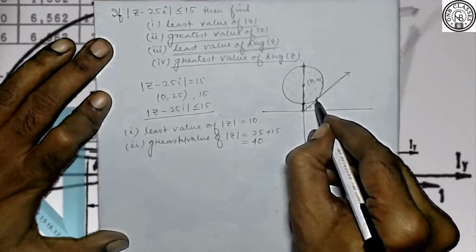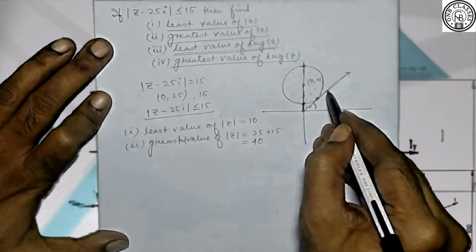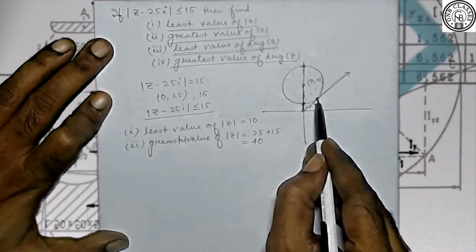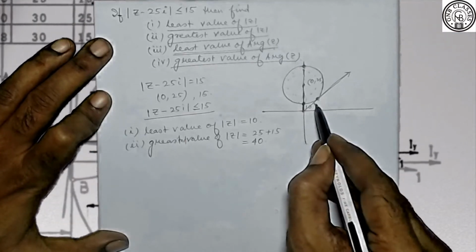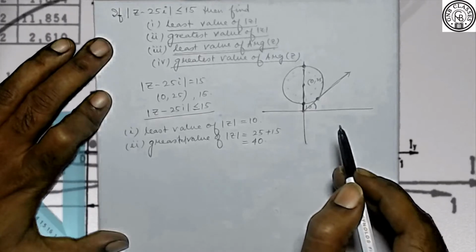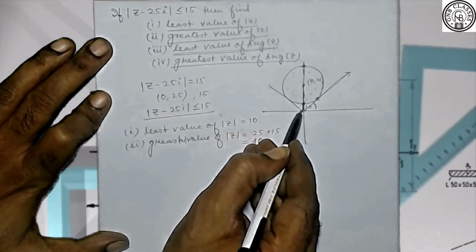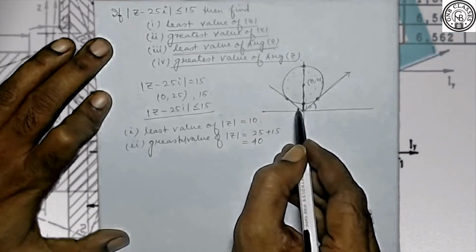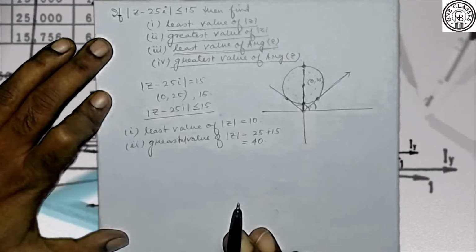That is, when z is at this point, this is the point of contact, and this ray is basically the tangent to this circle. When z is at this point, then only your argument of z will have the least value. Tell me yes or no. And it will be maximum when z is here, that is opposite to this point, and in that case your argument will be maximum. Have you got it?